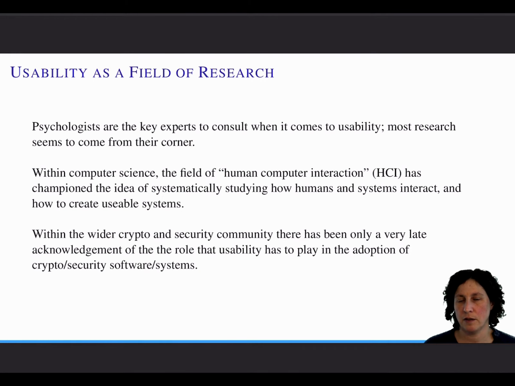And in the various conferences in this area, CHI is one of the largest ones, they have long championed the idea of a systematic study of how users and computer systems interact. It's a very interesting community because they're computer scientists and psychologists. Typically, they work together to find interesting and useful methods to evaluate the usability of computer systems. As I said, this research area has come into the crypto security community fairly late in the day.